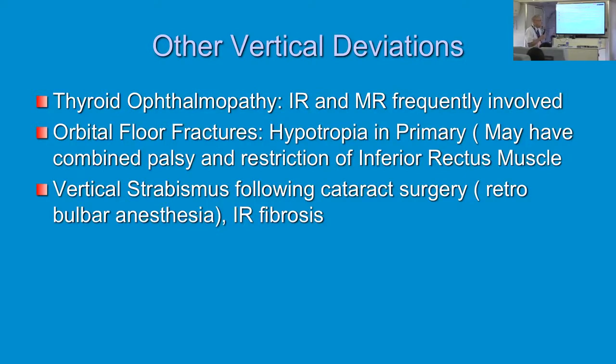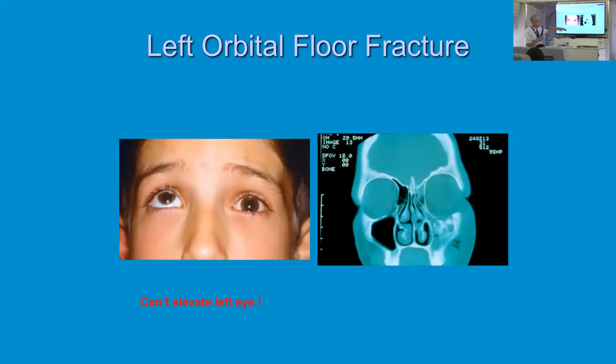And I was talking about this earlier. When they used to do retrobulbar anesthesia, they used to get a lot of inferior rectus fibrosis, which would give you a hypotropia. And it was very interesting because first you'd get a hypertropia because of the damage to the inferior rectus, and then over the next few weeks, it would come down, down, down, and you'd get a hypotropia because it got fibrosed or tight. Okay, here's a left orbital floor fracture where there's entrapment of the inferior rectus, and you can't look up.